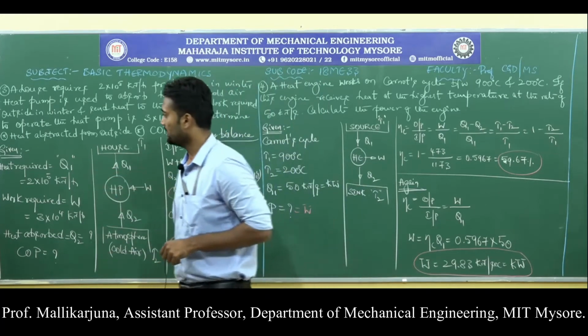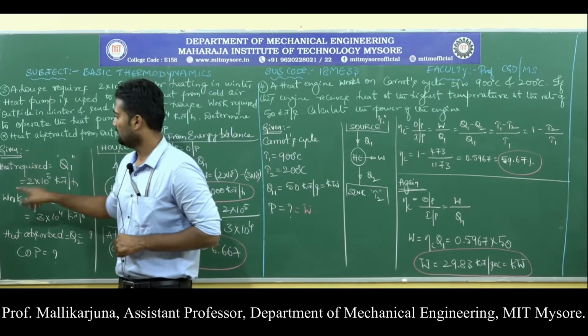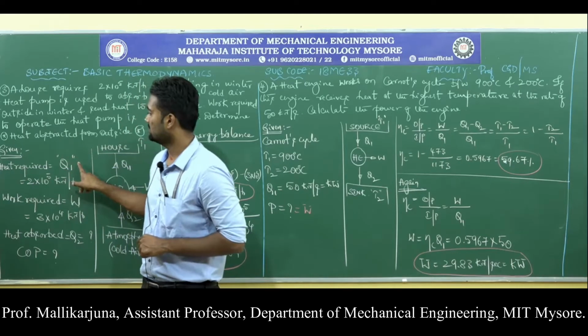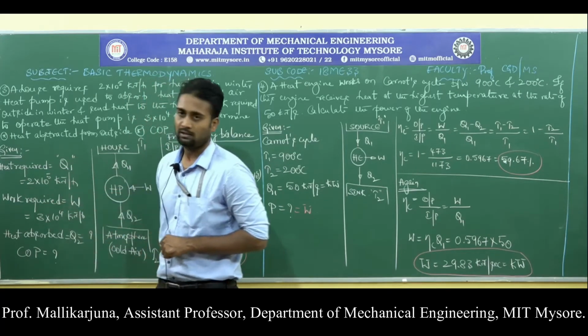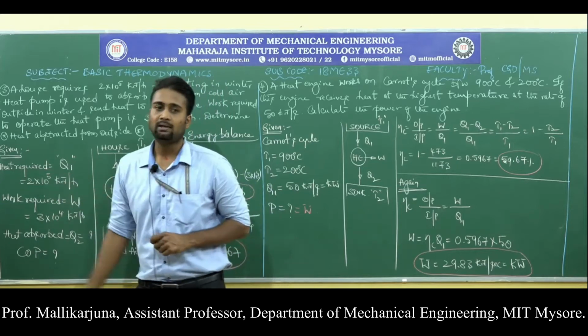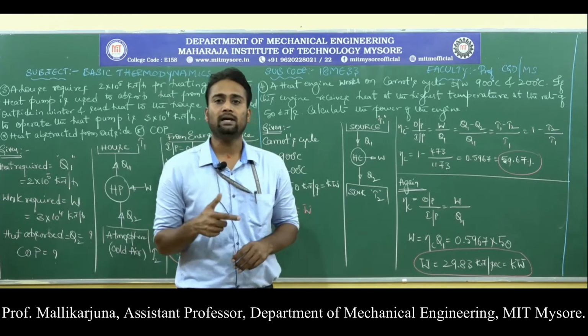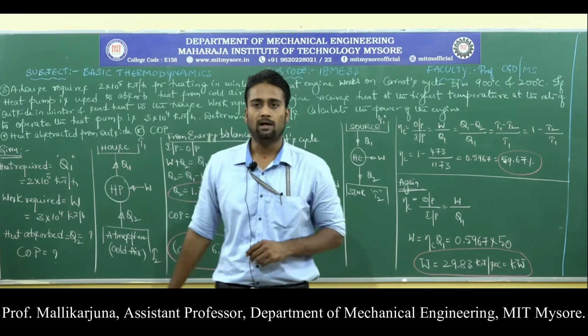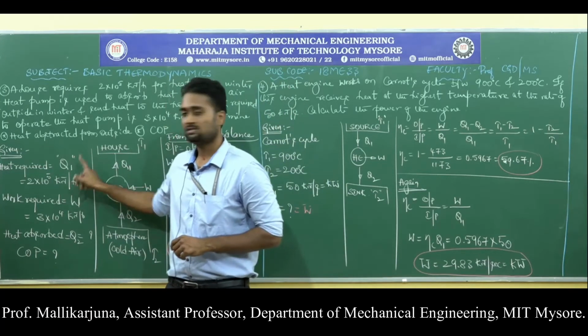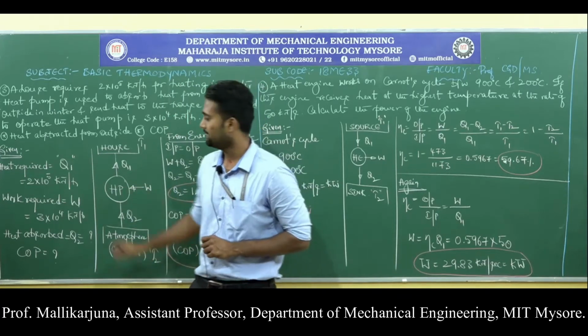Now let us concentrate on the data given. Heat required, which is nothing but Q1, is 2 into 10 to the power of 5 kilojoules per hour. What do you mean by heat required? This is the demand by the house. That much amount of heat needs to be supplied to the house. I have noted it as Q1. I will come back to that at a later stage.